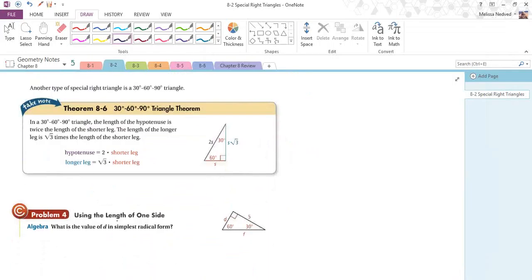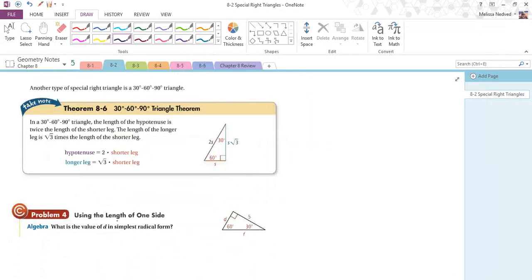We have one other special type of right triangle that we like to talk about, and that's what we call the 30, 60, 90 triangle, which hopefully you guessed means that the angles in that triangle are 30 degrees, 60 degrees, and 90 degrees. Now, unlike the previous special right triangle, I don't have congruent legs in this case.